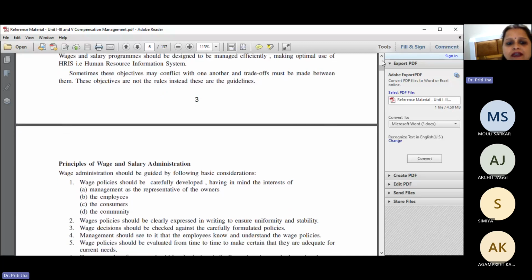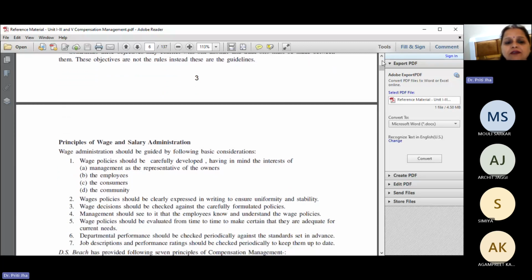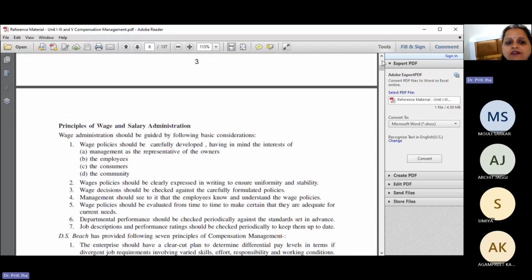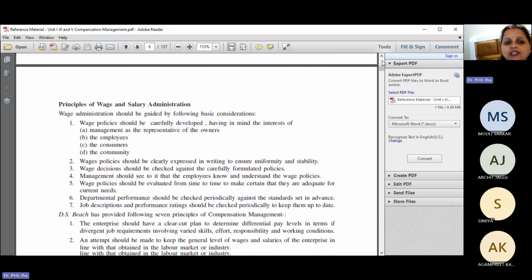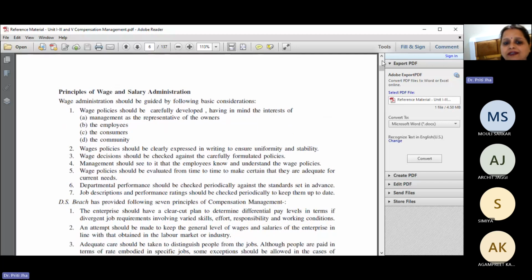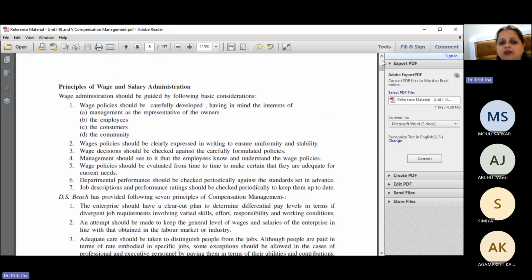Principles of wage and salary administration. Wage administration should be guided by following basic considerations. Wage policies should be carefully developed, having in mind the interests of management, employees, consumers, community. Wage policies should be clearly expressed in writing to ensure uniformity and stability. Wage decisions should be checked against the carefully formulated policies. Management should see to it that the employees know and understand the wage policies.